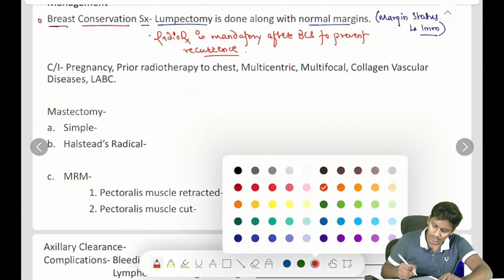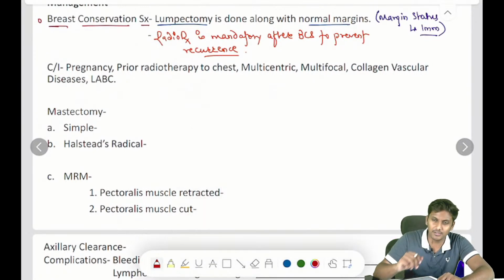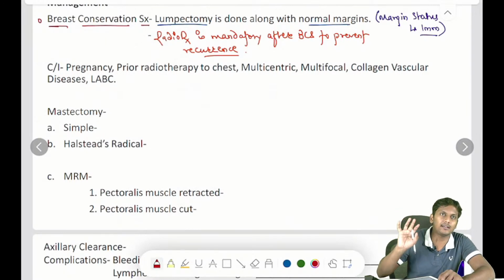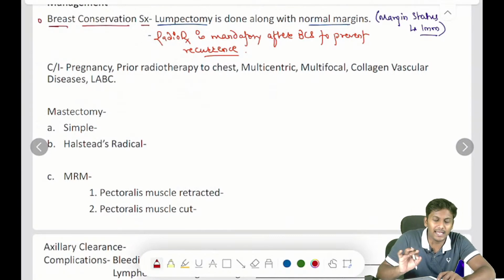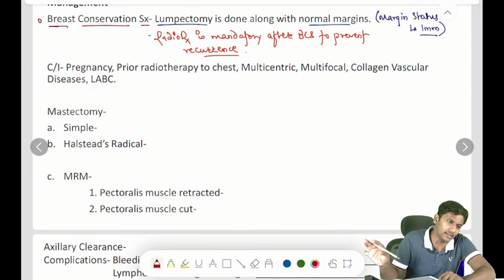What are the conditions when BCS cannot be done? What are the conditions where breast conservation surgery is contraindicated? Any condition where radiotherapy cannot be done, BCS cannot be done. Why? Because we know that radiotherapy is mandatory. अगर radiotherapy नहीं कर सकते तो BCS कर पाओगे क्या तुम? नहीं. So you have to remember, any condition where radiotherapy is contraindicated, BCS will also be contraindicated itself.